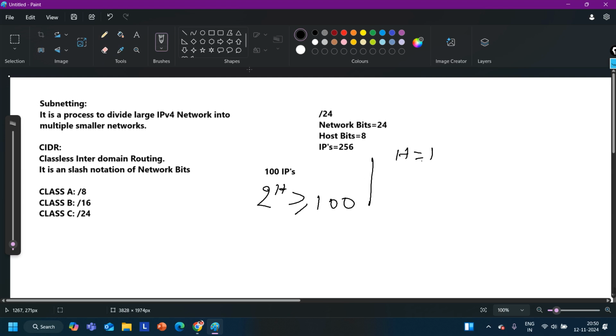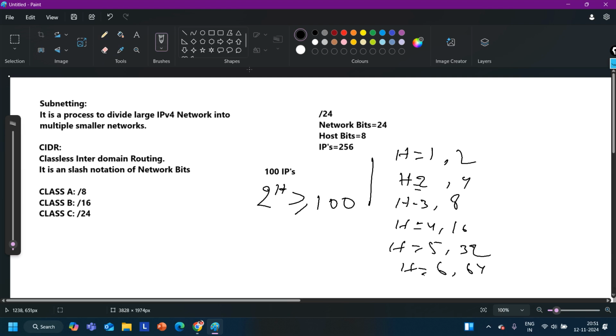If h is 1, then you will get what value? 2. If h is 2, 2 to the power 2, you will get 4 IP addresses. If h is 3, how many IPs will you get? 8. If h is 4, then you will get how many IPs? 16. If h is 5, how many IPs? If h is 6, how many IPs? If h is 7, how many IPs? 128.